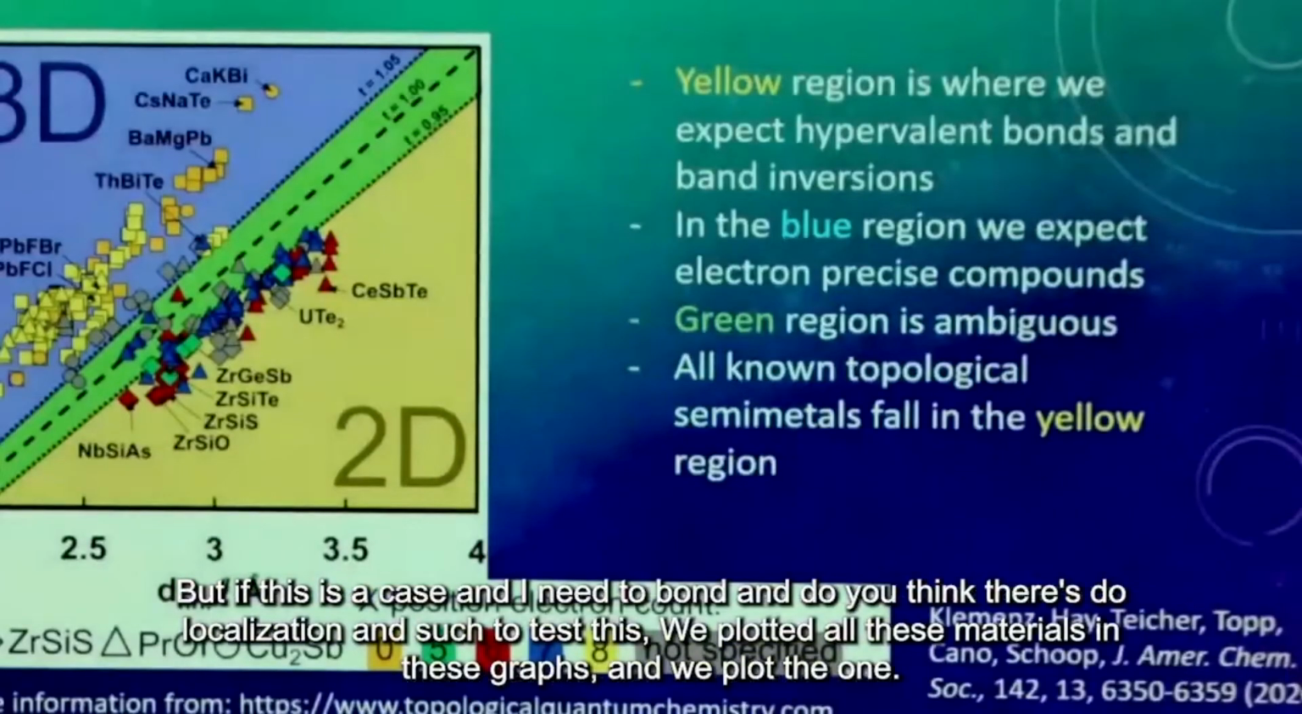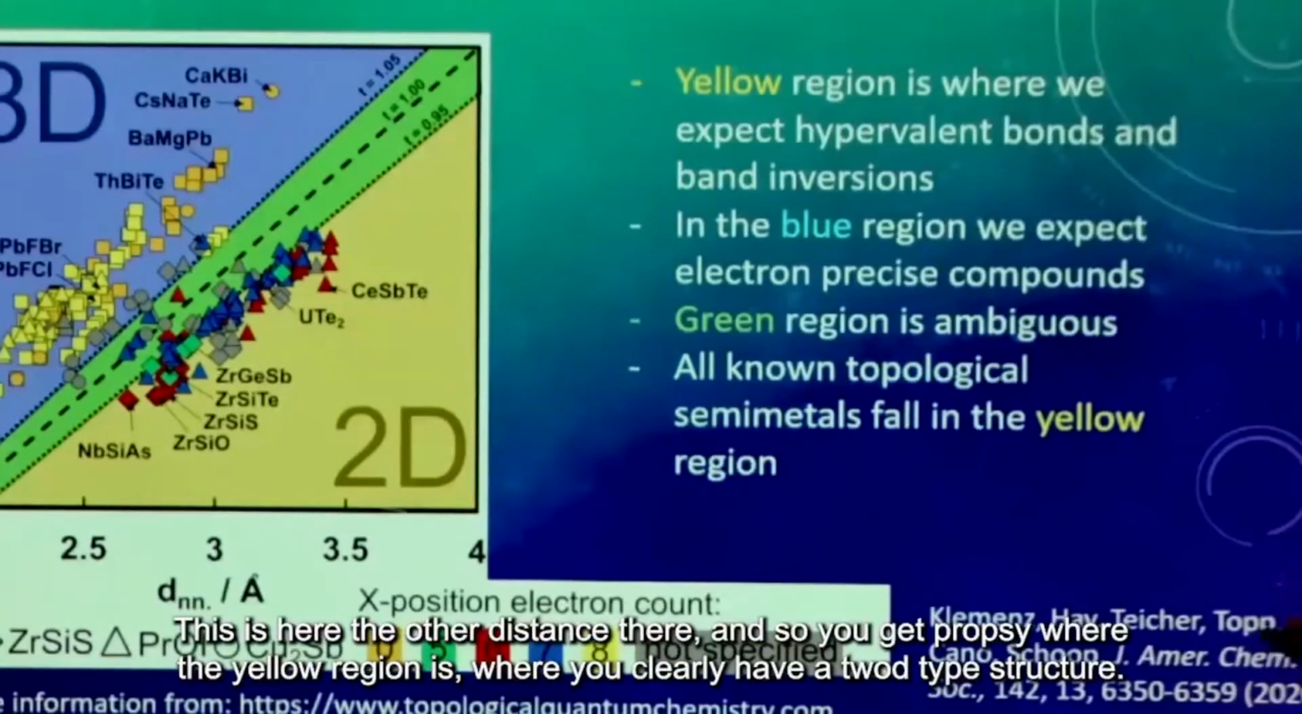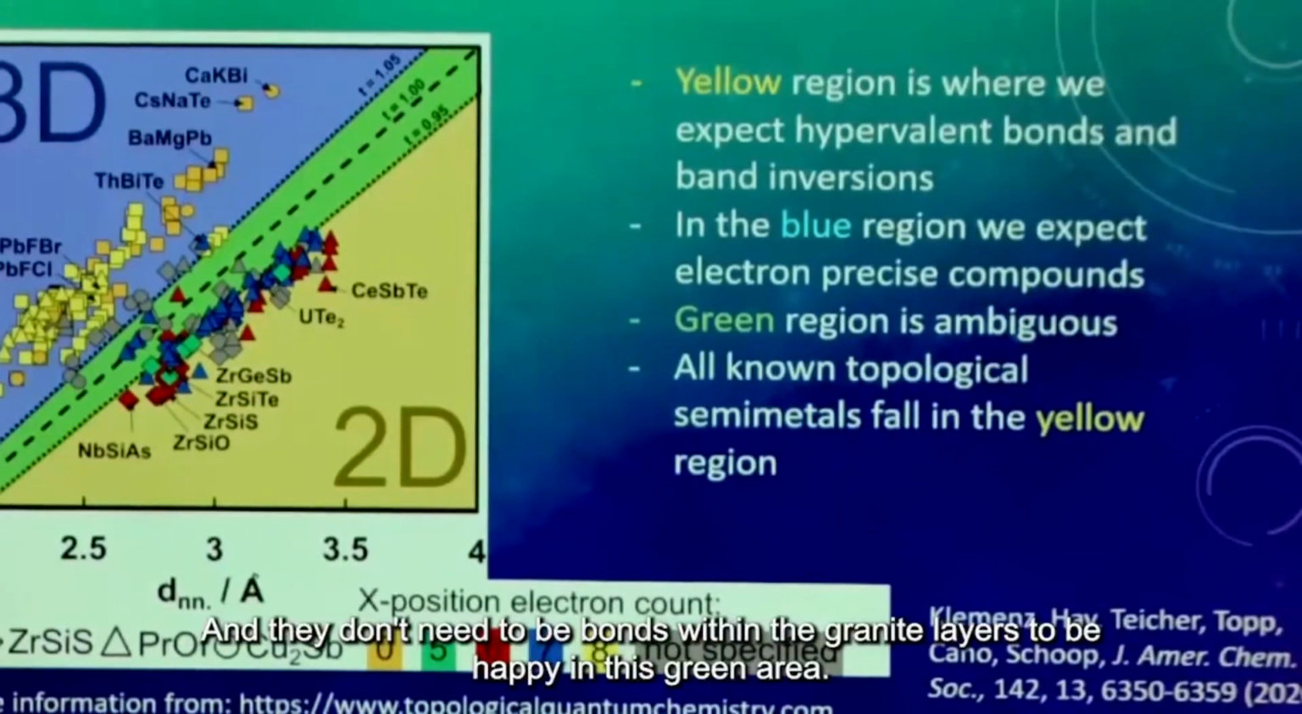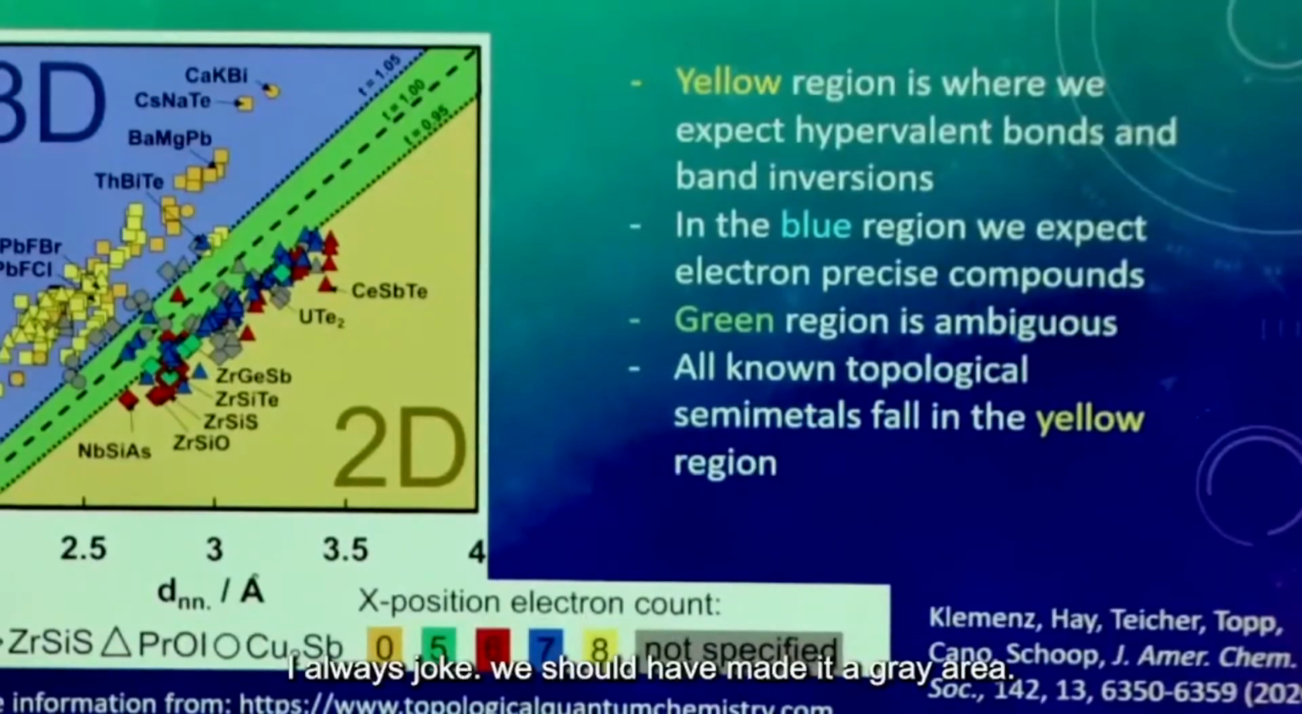And so to test this, we plotted all these materials in these graphs, and we plot the one distance here, the other distance there. And so you get plots here where the yellow region is where you clearly have a 2D type structure. So the square net is isolated and needs to be bonded to be happy. Or the blue area is a region which is more 3-dimensional. The square nets interact with other atoms, and they don't need to be bonds within the square net layers to be happy. And this green area, I always joke we should have made it a gray area. This is the gray area where either thing can happen a little bit.